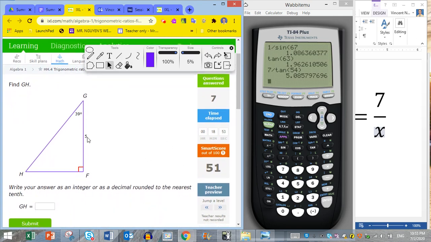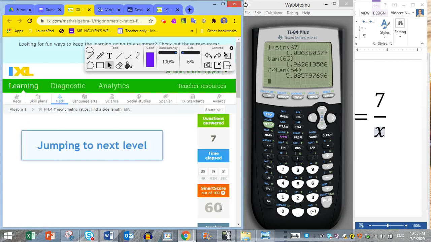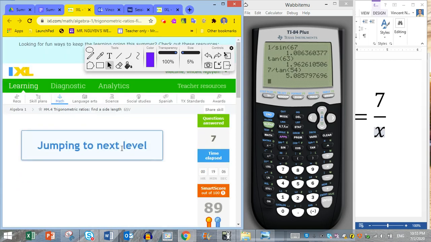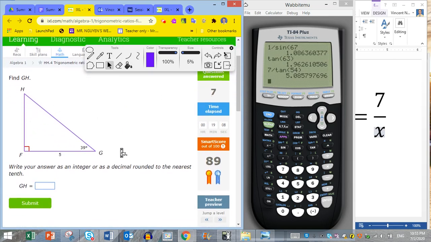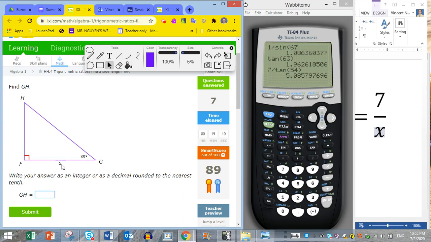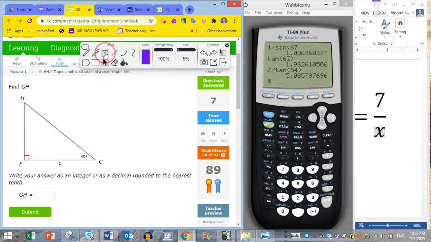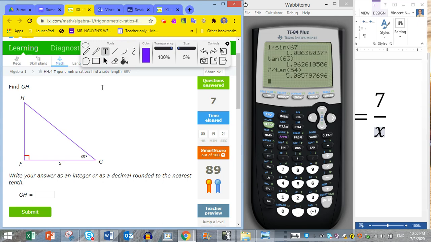Let's say we're looking for GH. So adjacent over hypotenuse. So we're looking for cosine. Let's jump level really quick. Let's jump again. It's the same problem. Okay, let's see. All right, let's take a look at this one. We are given adjacent, and we're looking for GH, which is hypotenuse.